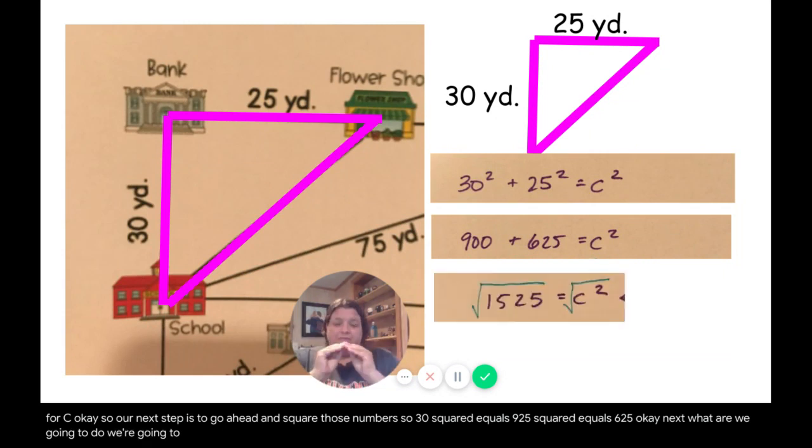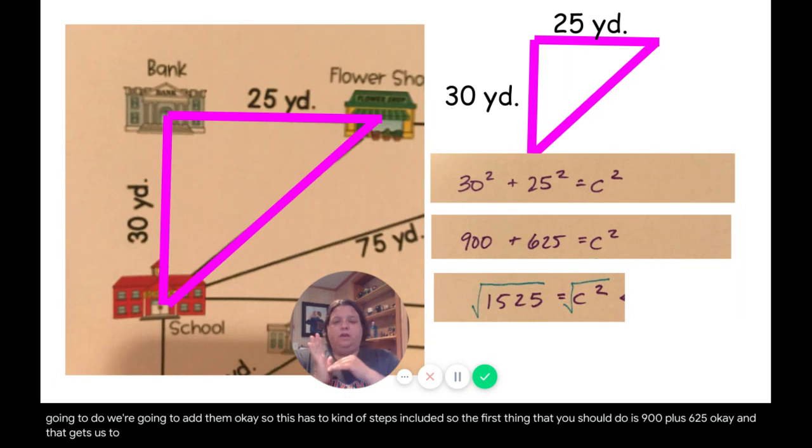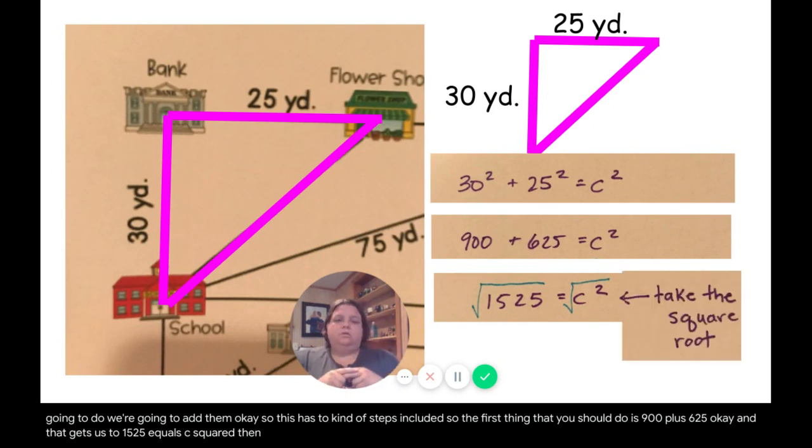We're going to add them. Okay? So this has two steps included. The first thing that you should do is 900 plus 625. Okay? And that gets us to 1,525 equals c squared. Then we need to take the square root of both sides.